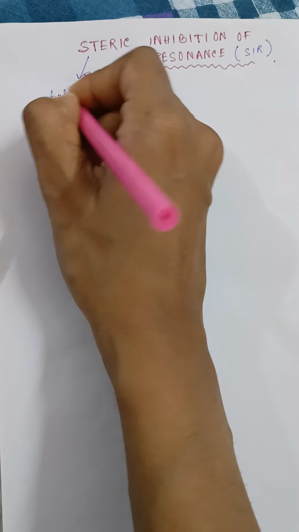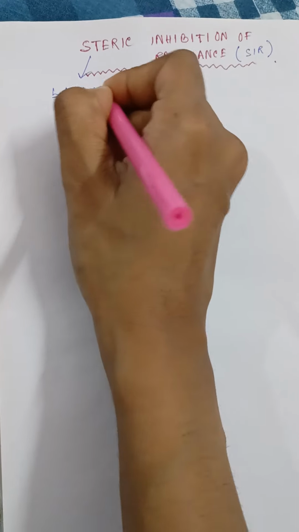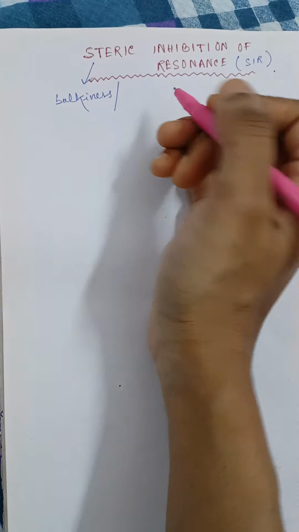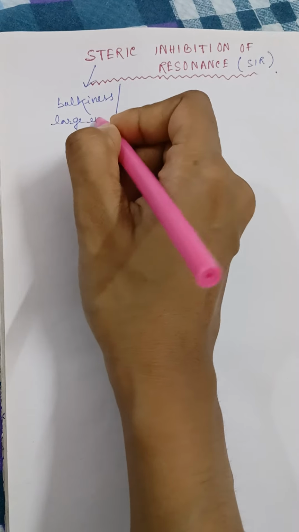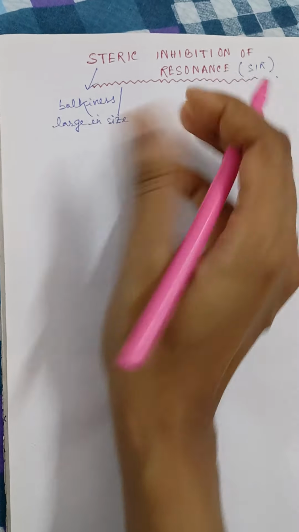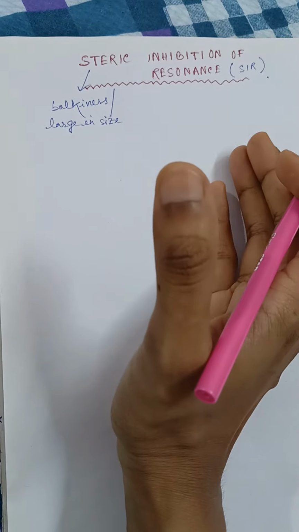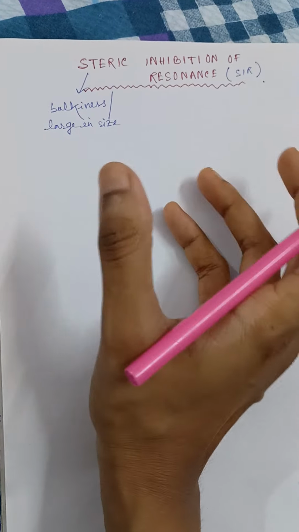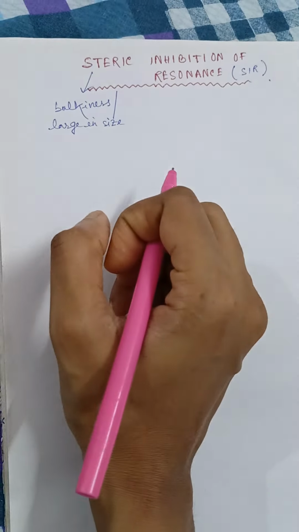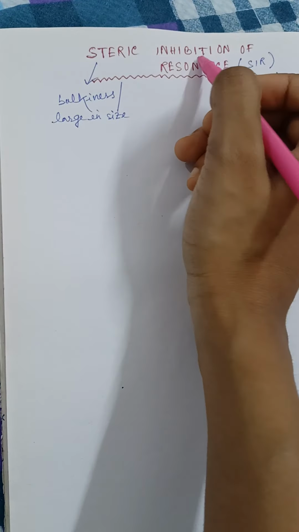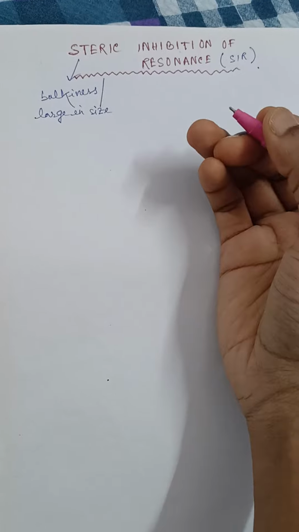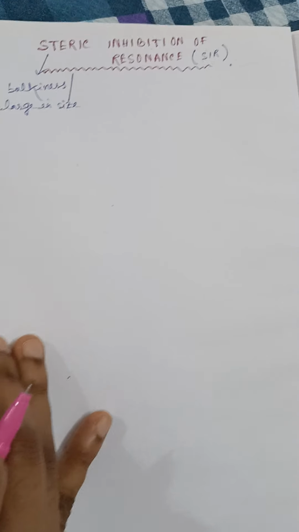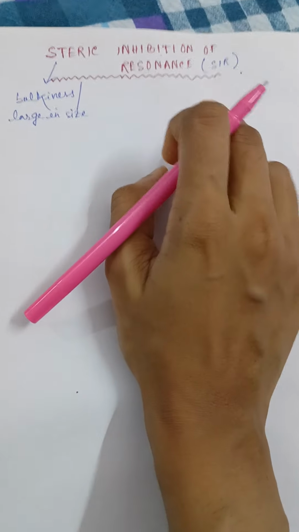Steric means simply bulkiness, or you can say large in size. So when any group is large in size, it causes steric effect or space factor. Inhibition means it becomes a problem, it creates an issue. So it is an obstacle. So, steric inhibition of resonance.